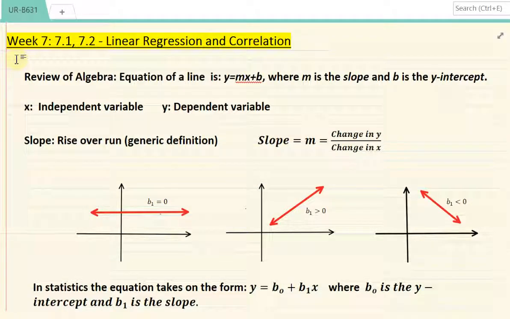Hello everyone. In this lecture we're going to look at the prediction portion of the course. So our topic is linear regression and correlation.